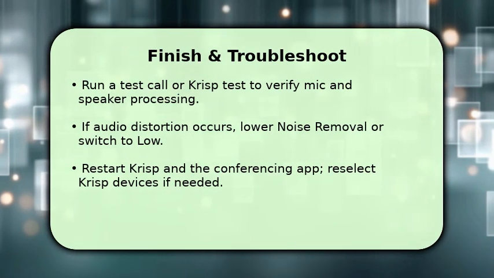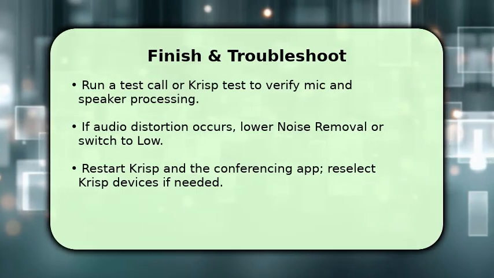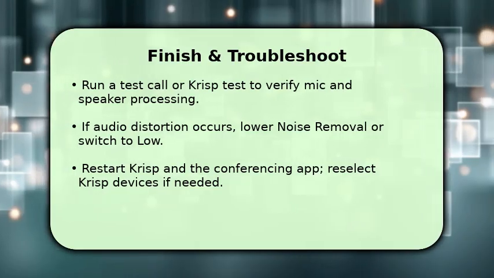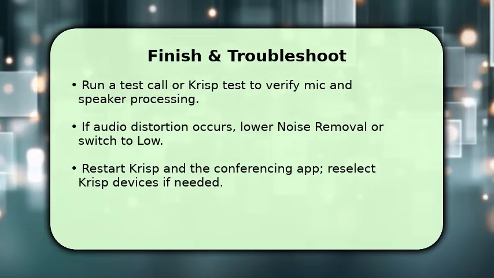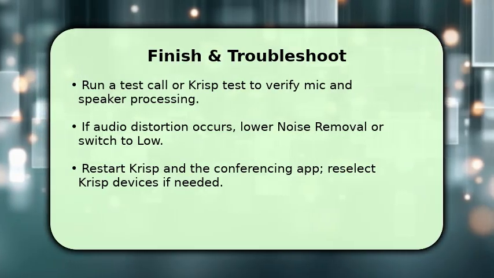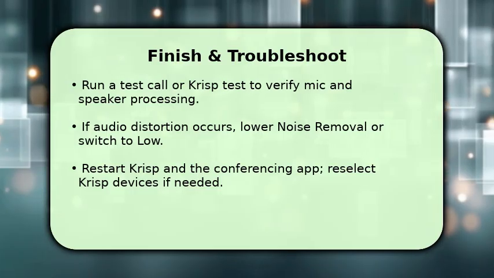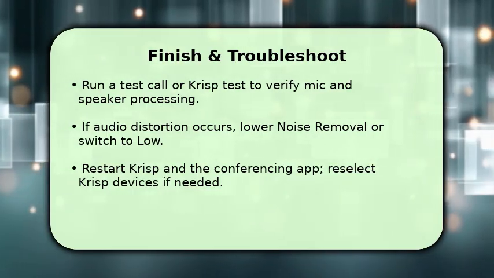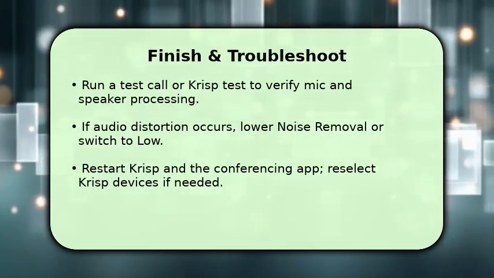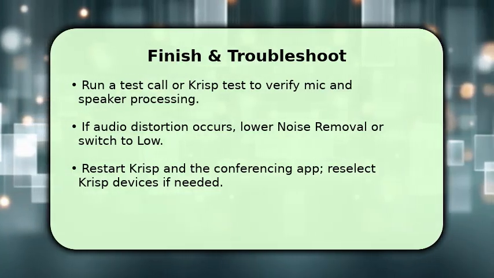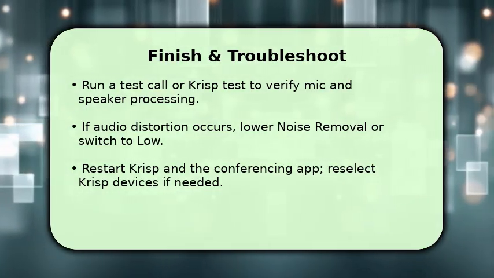If voices sound muffled or distorted, reduce the noise removal level or switch to low, because overfiltering causes artifacts. If Krisp isn't showing audio, restart the app and your conferencing software, then reselect Krisp devices in both. One key tip: if problems persist, toggle hardware permissions in your OS sound settings and reinstall drivers. That resolves device conflicts that block Krisp's processing.